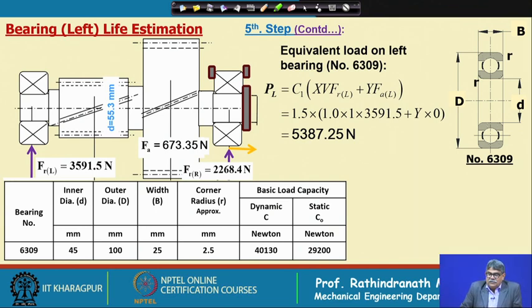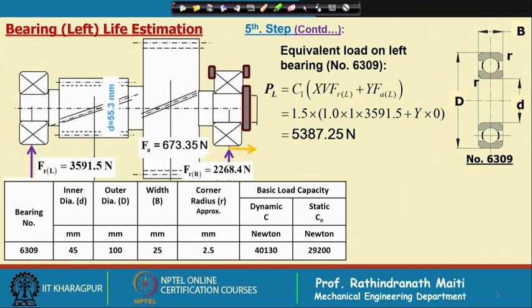is equal to C1 X V F_R, and Y F_A. C1, we should remember that C1 is the factor depending on the load conditions, dynamic load conditions. In subscript L means it is for left. X is the factor, already I have discussed. V is race rotating. In this case, for this gearbox, it will be 1, as the outer race is fixed, and Y is for axial load.